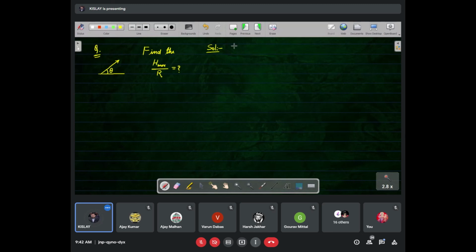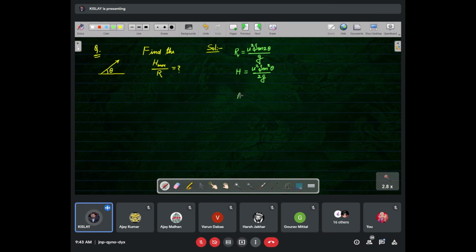See what is happening. Just we have to use the formula. R is equal to u square sine 2 theta upon g. This is the expression for R, and H is what? What is the expression for H? u square sine square theta upon 2g. It will give you an interesting result.